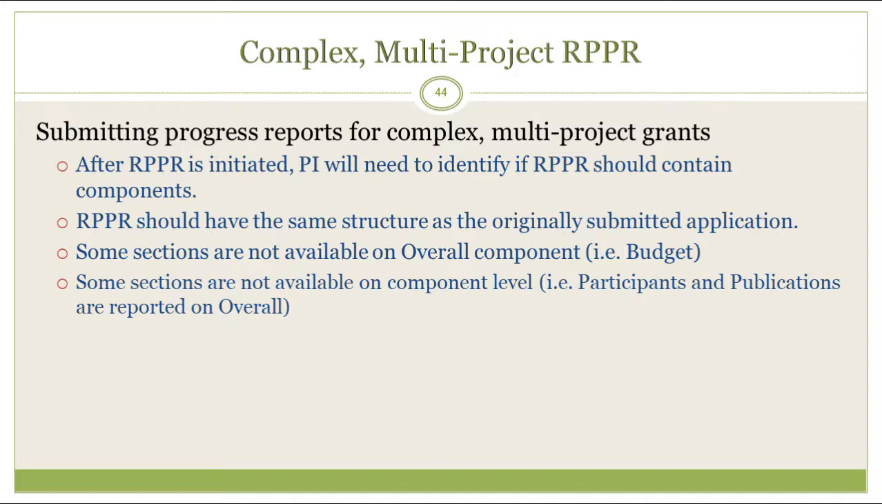Submitting progress reports for complex or multi-project grants, the RPPR is initiated by the PI or their delegate, and at that point, they're going to need to identify if the RPPR should contain components. If it doesn't, then components are not needed, but if it does, then the structure will be the same as originally submitted in the application. And some sections are not available on the overall component, i.e. the budget, because it folds in from the other subcomponents, and some sections are not available at the component level, i.e. participants and publications, which are reported on the overall.